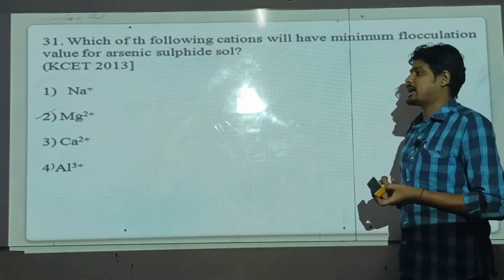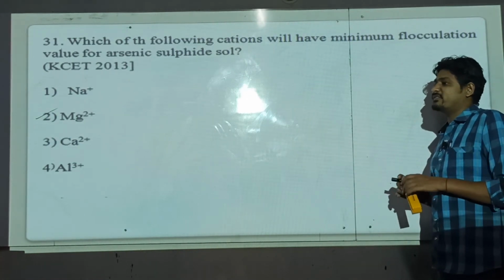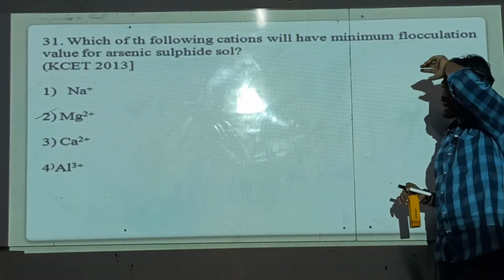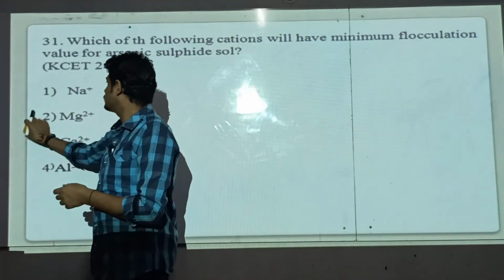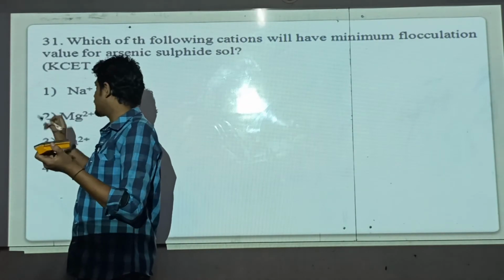Which of the following cations will have the minimum flocculation value for arsenic sulfide? I think we have discussed it. So the answer, I will go straight away, is sodium, the first one.